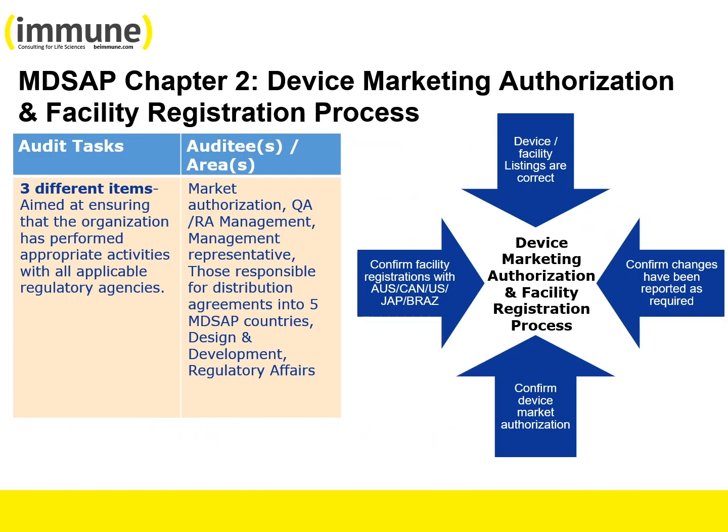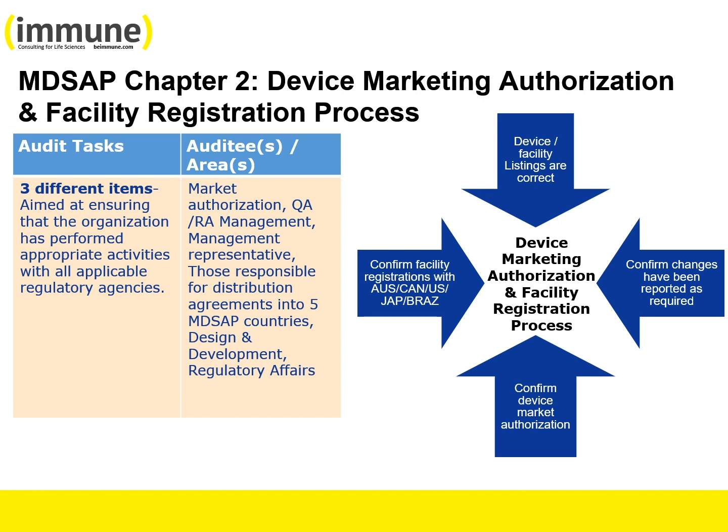As part of Chapter 2, there are 3 different items within this to be verified. This chapter is aimed at ensuring that the organization has performed appropriate activities with all applicable regulatory agencies prior to releasing product to the market. Areas involved in this portion include the market authorization responsibility, quality assurance and regulatory affairs management, management representative, those responsible for distribution agreements into the 5 MDSAP countries, design and development, and regulatory affairs.